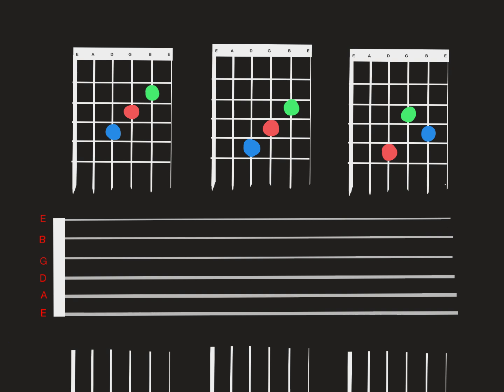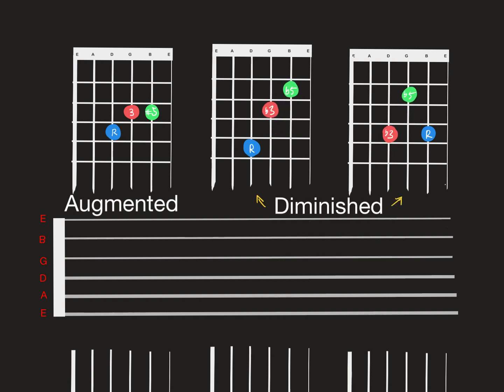For example, moving the 5 to create augmented triads, or moving the 5 and the 3 to create a diminished triad. Make sure to remember that these are movable shapes, so you can slide them around as long as you pay attention to where your root note is. You'll know what chord you're playing.